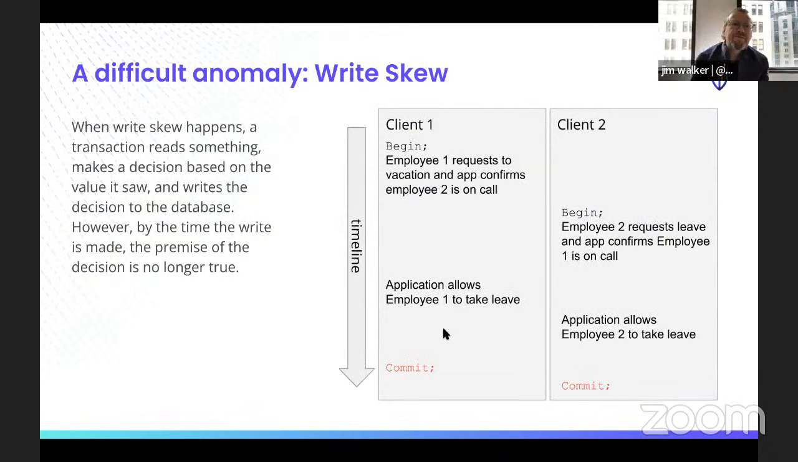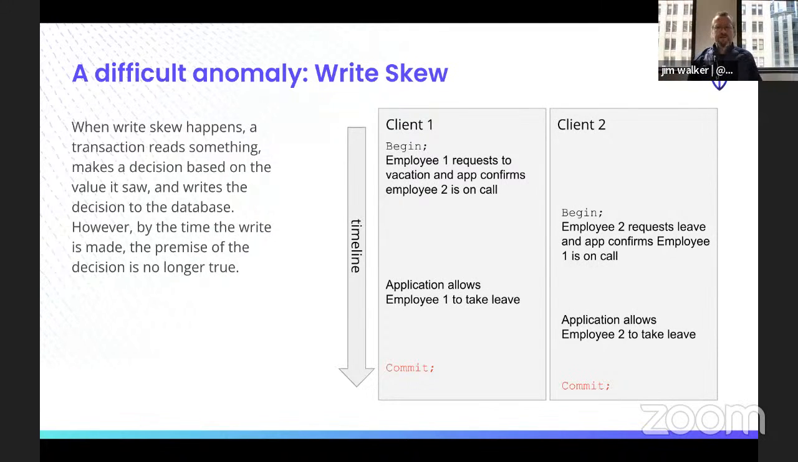Now, write skews are a little more difficult to visualize. Basically, it's on the premise of a future decision. This is a pretty good scenario to describe it. You'll see the begin is at the top and the commit is at the end for these two transactions. So this is just vacation time, and I have to have an employee working at all times.